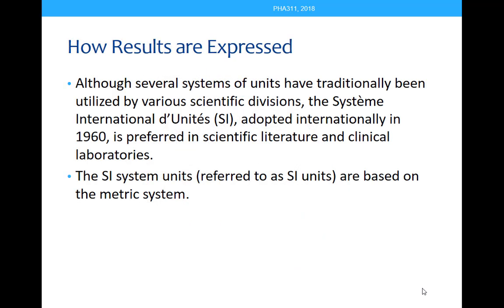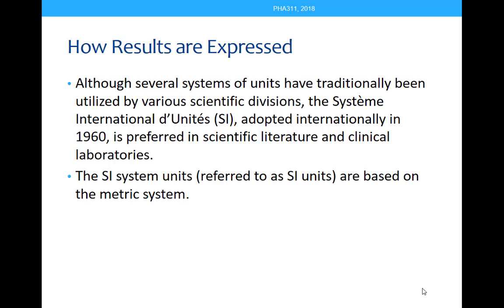Now, how are results expressed? Have you seen any, silly question, you must have seen many clinical reports, right? How are the results expressed? If it is serum calcium level, for example, how is it usually expressed? Like a number, and then with a unit, and then you have a reference range. So this is a normal range. It should be within this normal range. If it is below or it is high, then the report is abnormal, right?